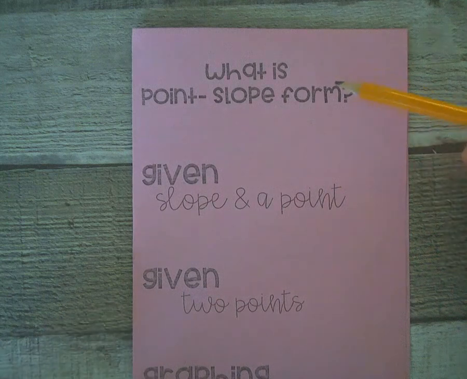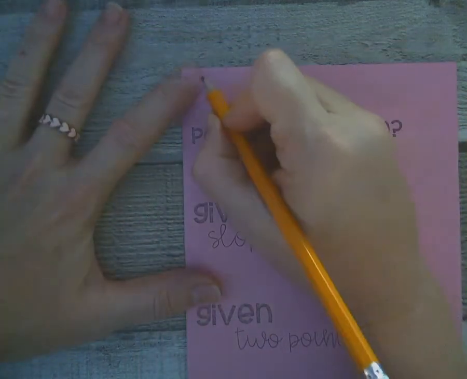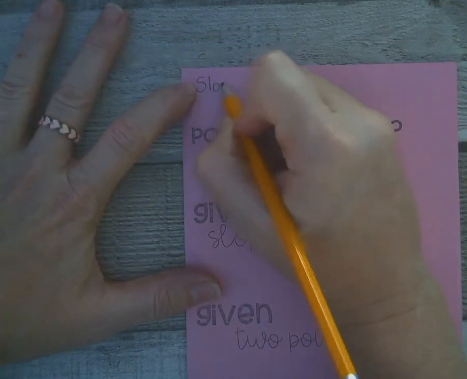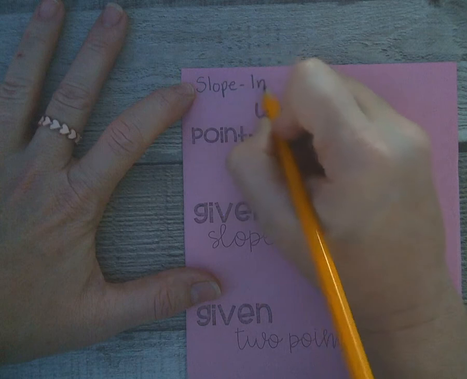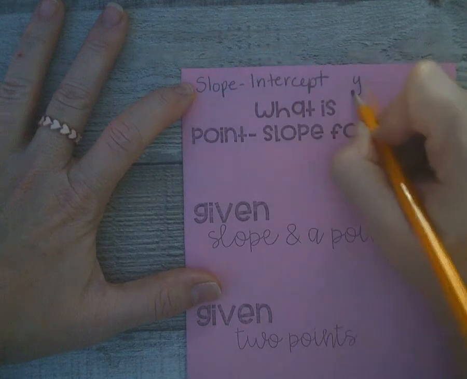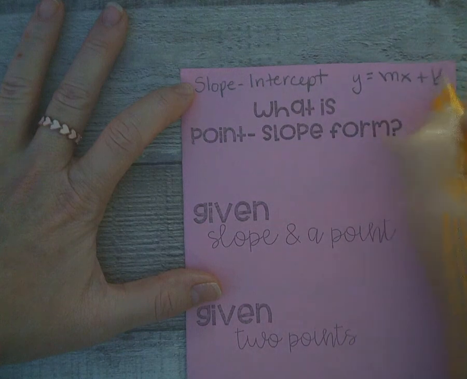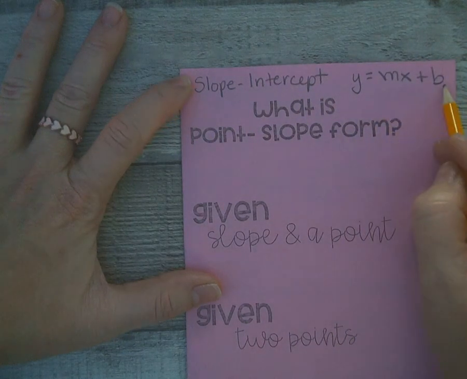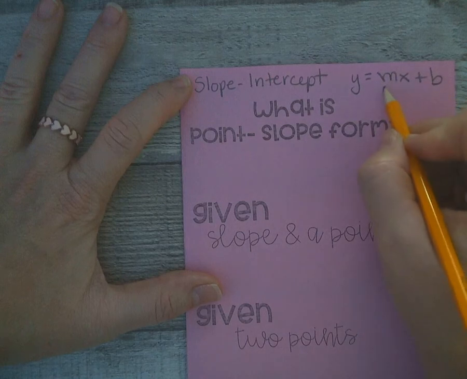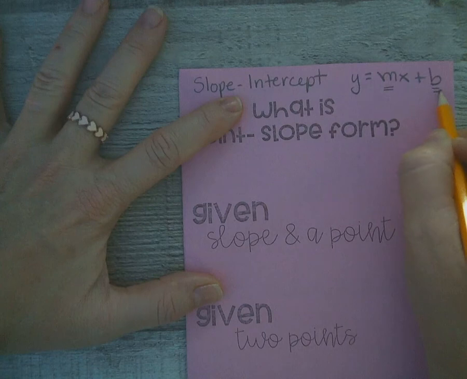Okay, please find this pink foldable, and we're going to go over what is point slope form. Before we start, we just want to review up here. We've already spent a lot of time with what's called slope intercept form of a line. That's when a line looks like this: y equals mx plus b. The reason it's called this is because it gives us our slope and it gives us our y-intercept.